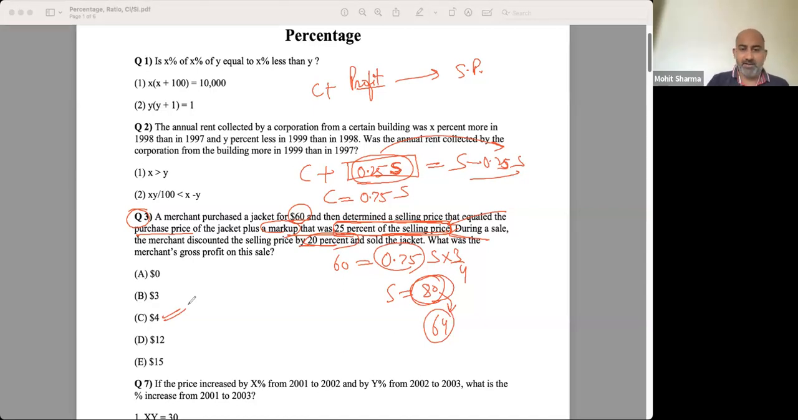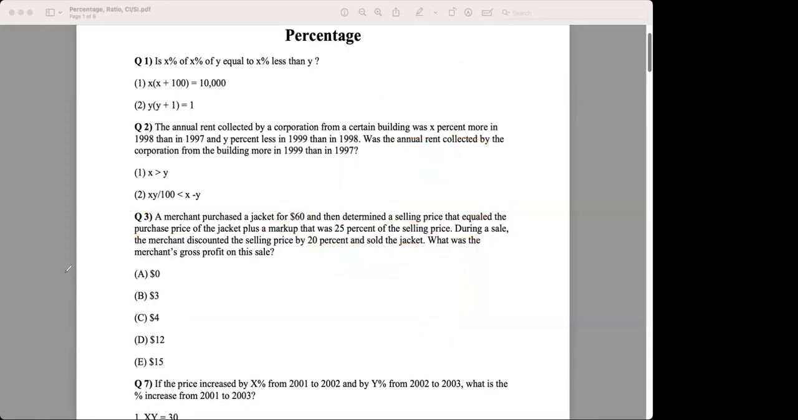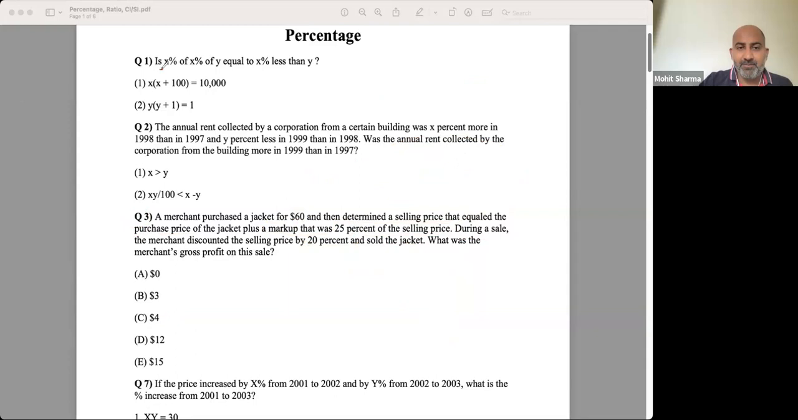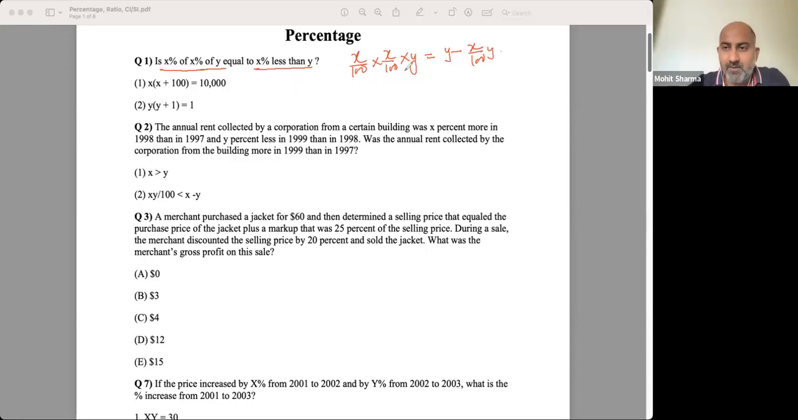Okay. Any doubt? Any questions with this? Let me know. No, sir. Yes. Okay. Now let's see the first one. Is X% of X% of Y equal to X% less than Y? So X% of X% of Y equal to X% less than Y means Y minus X by 100. This answer is 1, sir. I wrote 2, I think. It is 1.